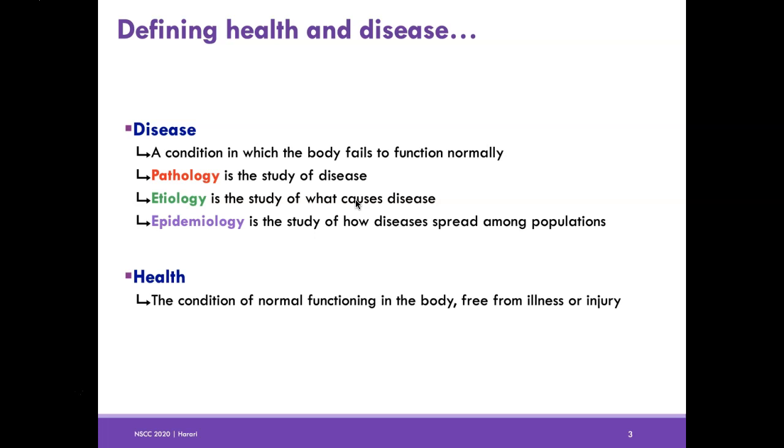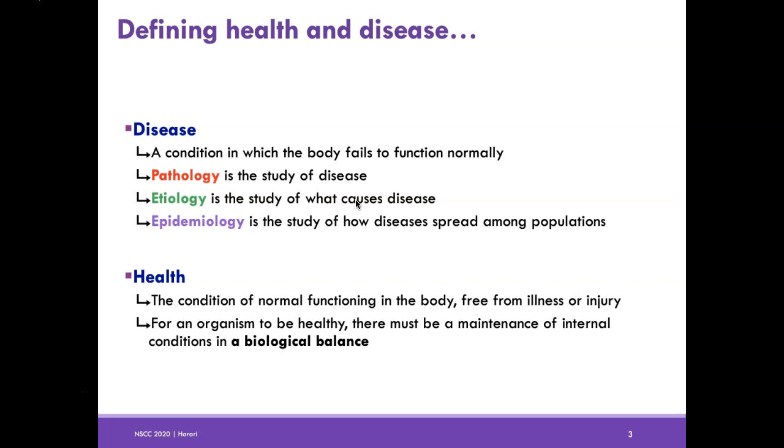So health we could define as the condition of the normal functioning of the body, free from illness or injury. So if you have proper structure, proper anatomy, you should have the right physiology, the right function. And in order for this function to always be in balance and regulated, there has to be the maintenance of internal conditions. So for an organism to be healthy, we need the internal conditions to be within a very narrow range. We don't want disruption of this balance, or else that can cause disease.